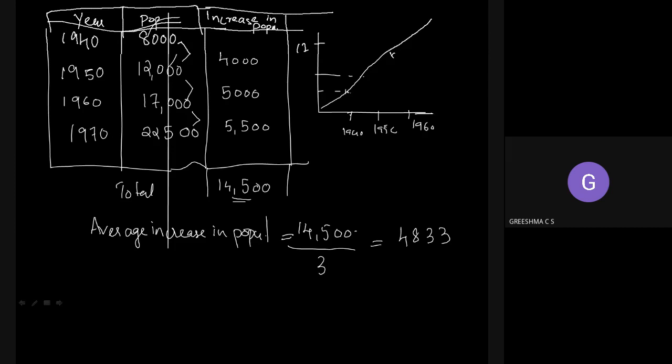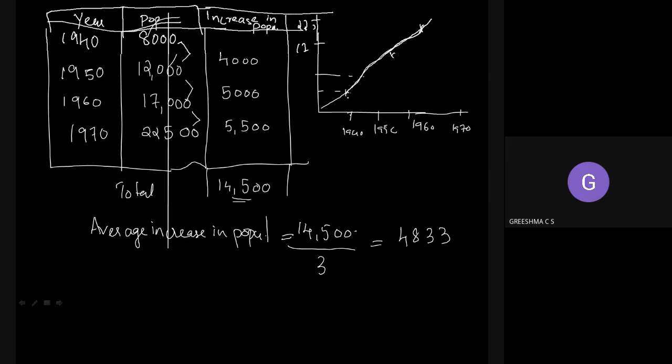Next, in 1970 the graph has gone up to 22,500. Like this, if you join these points, this is the constant growth here. Can you get this? This is the constant growth of it over here.